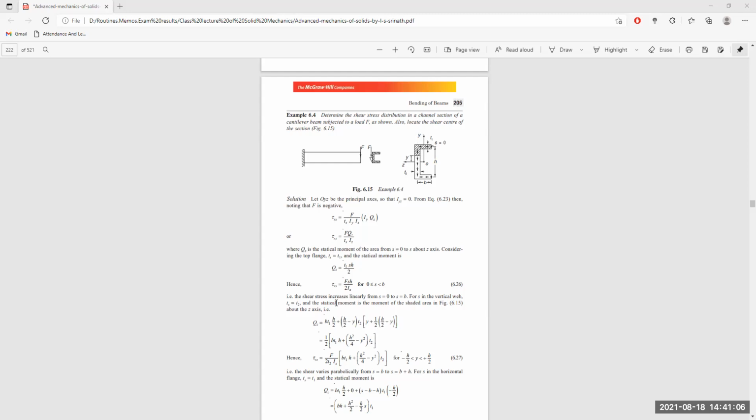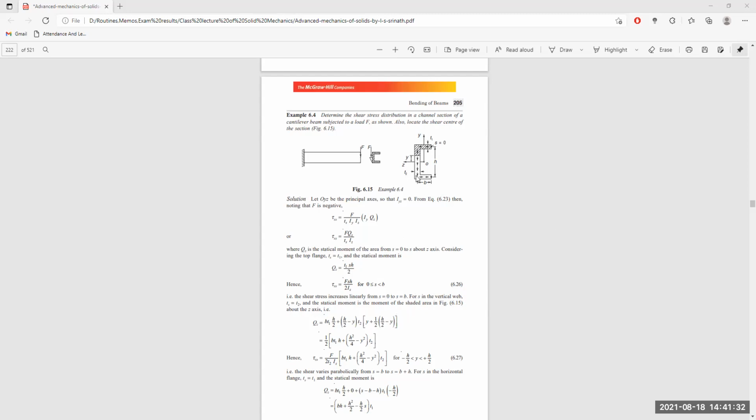The shear stress increases linearly from s equal to 0 to s equal to b. It is 0, the minimum, at the free end, and maximum at the b end. Then for s in the vertical web, Ts is equal to t2, and the statical moment is the moment of the shaded area about the z axis.